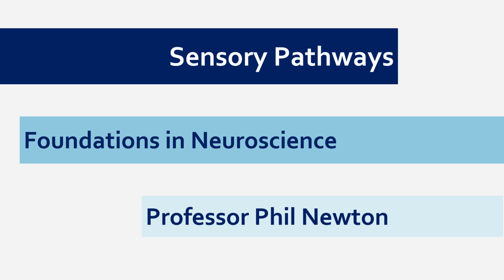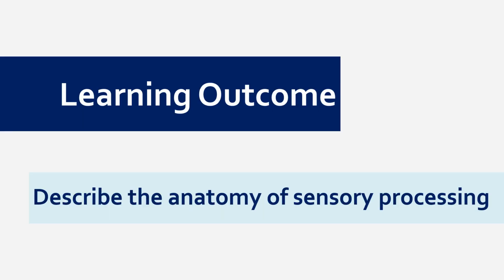In this video we're going to consider sensory pathways. What I hope you're able to do by the end of this short video is to be able to describe the anatomy of sensory processing. Very simply, when we receive sensory information, be it visual information or auditory information, how do we process it? How do we make sense of it and interpret what it is?